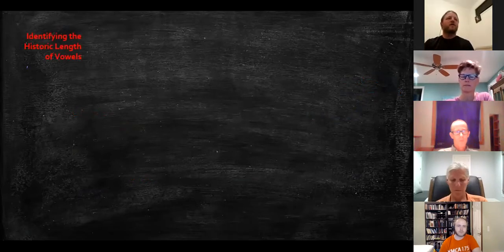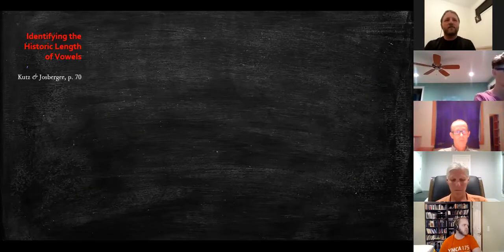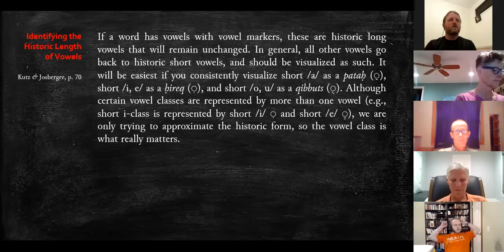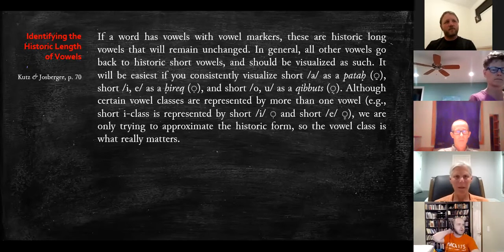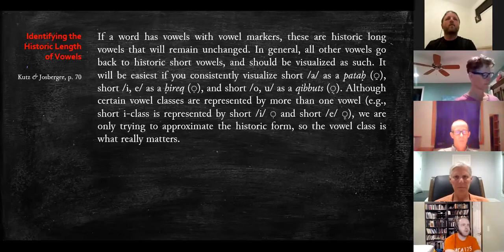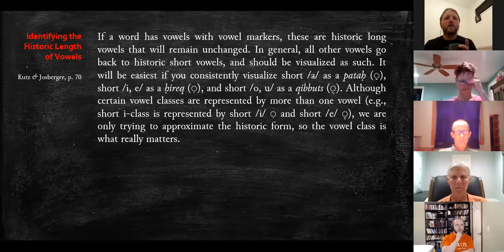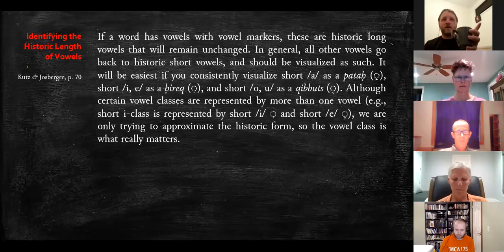Identifying the historical length of vowels. This is taken directly from Jasperger, page 70. I have the Logos version, and I just copy pasted and stylized. So somebody can read, if you would. I'm glad to. If a word has vowels with vowel markers, these are historic long vowels. What's a vowel marker? Matres lectionis. The vowel letters. So if a word has vowels with vowel letters, they are historic long.